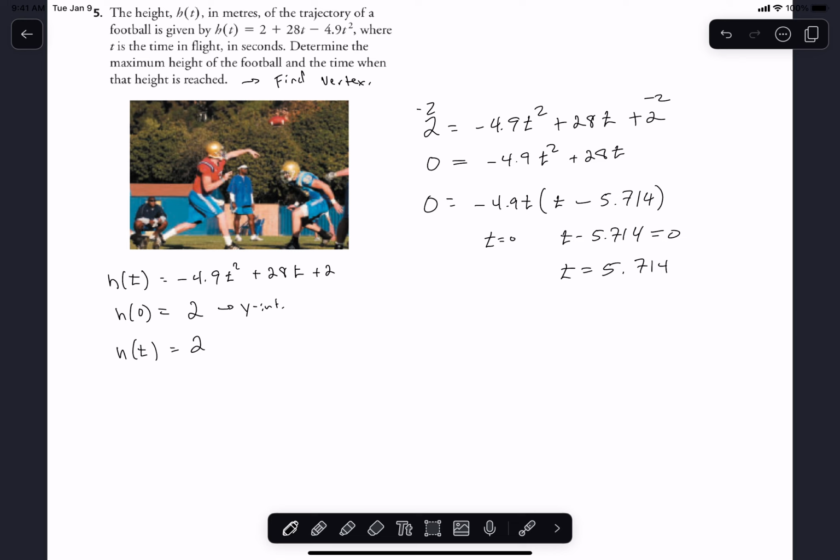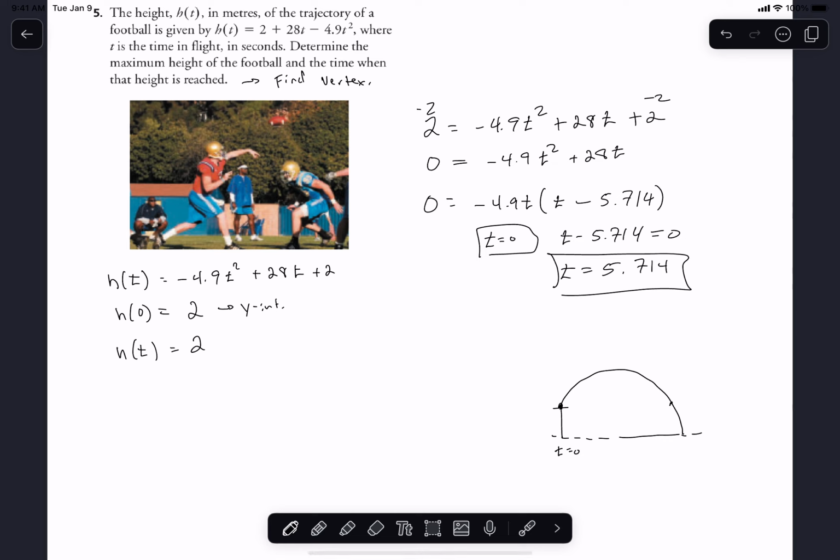Those would be the 2 points in time where, if the football was thrown, I'll give you a pictorial representation, if the football was thrown from a height of, let's say, 2 meters off the ground, and this is the ground, it's telling us that at t equals 0 and at t equals 5.714, the football is at a height of 2 meters off the ground.